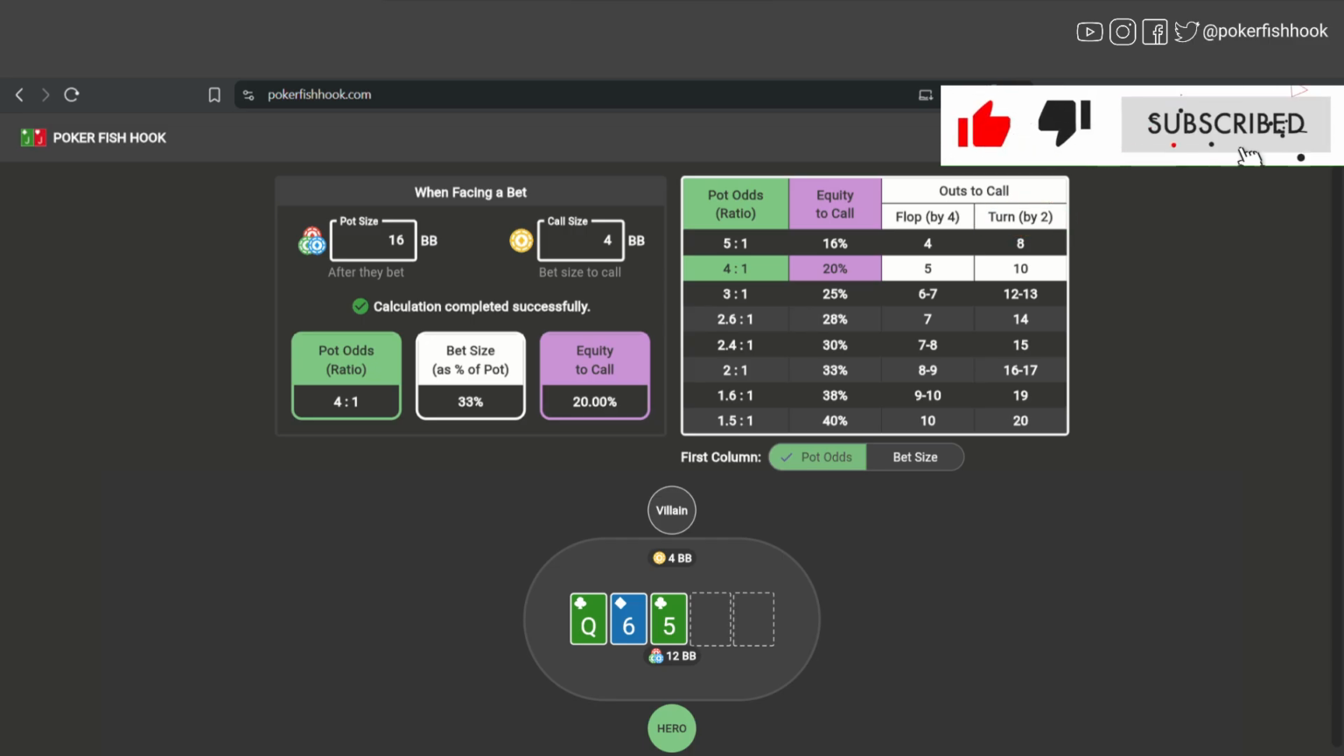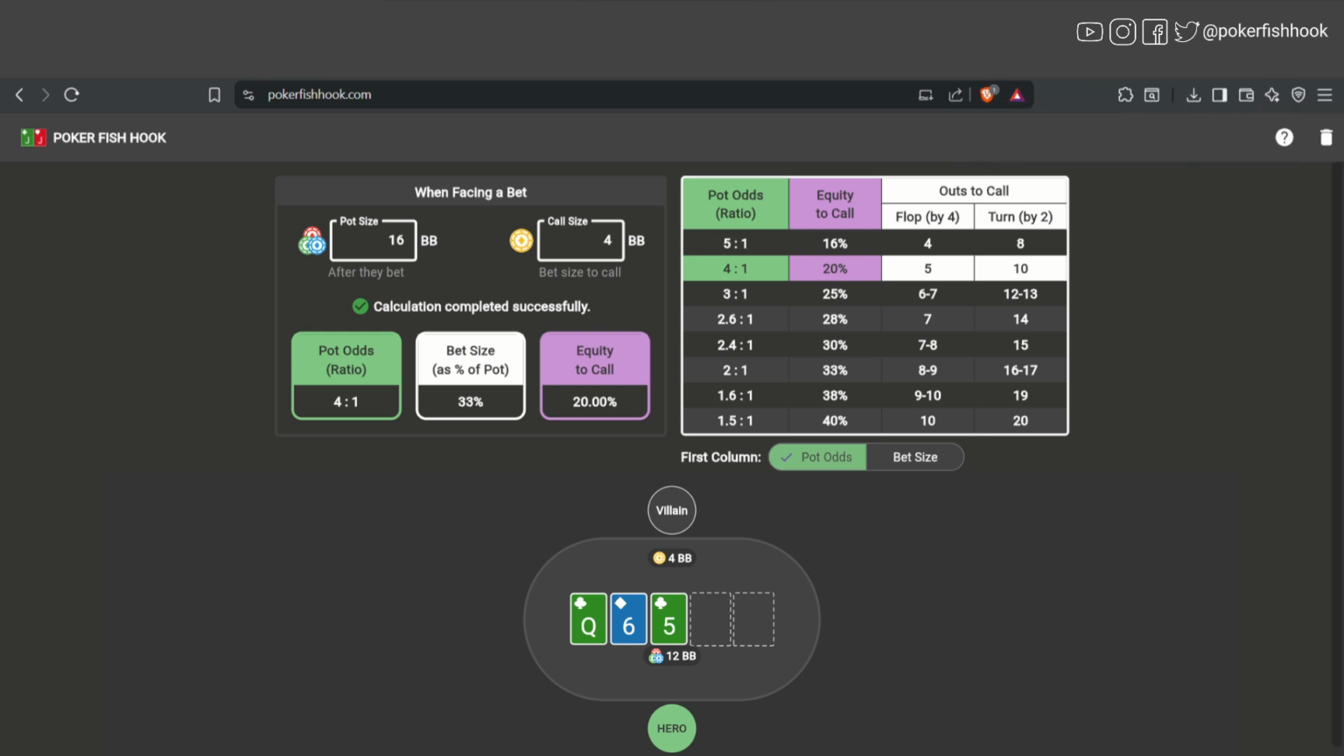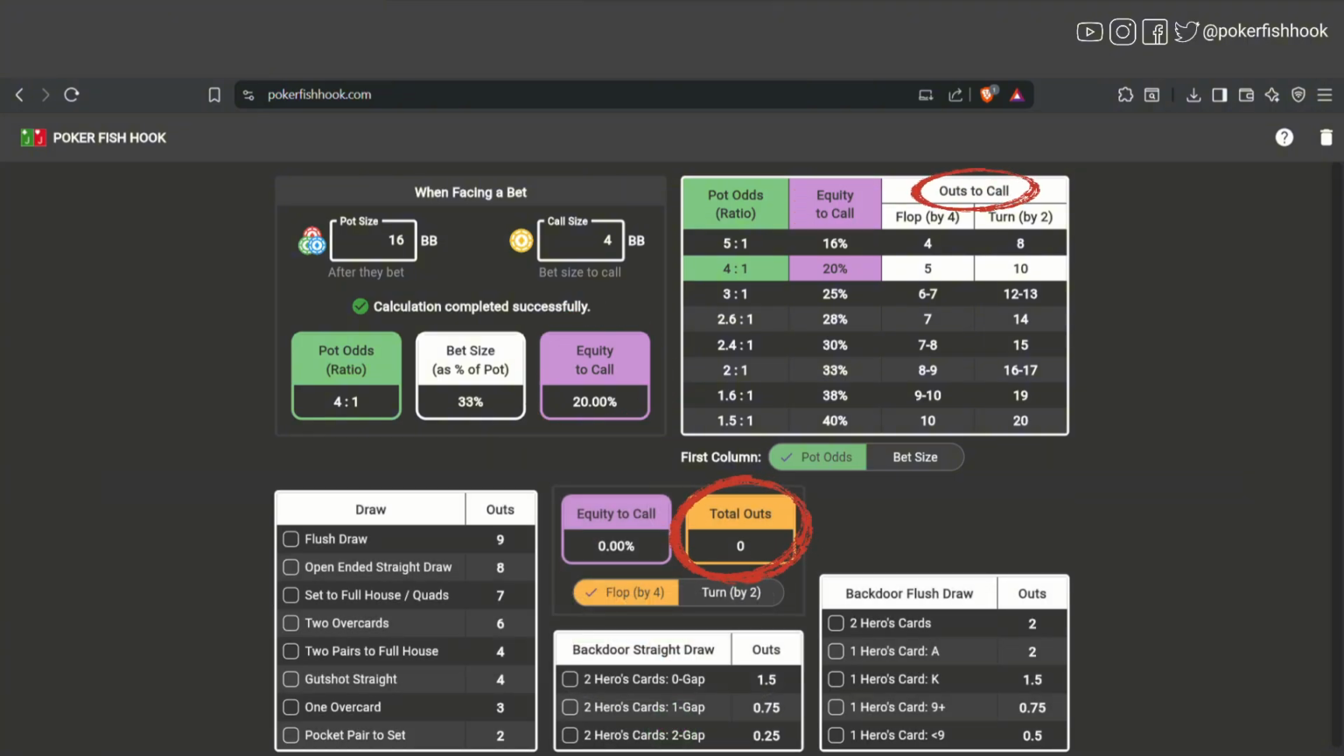So, to know when we should call a bet, we just need to calculate our equity and consult this table or use the pot odds calculator. While playing, it is difficult to know exactly how much our equity is. So, this is where the outs matter.